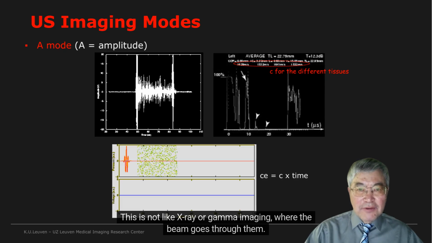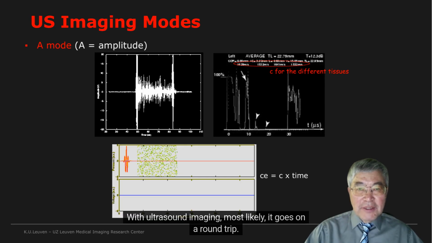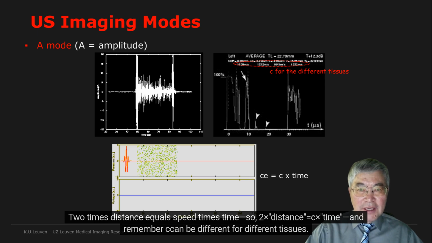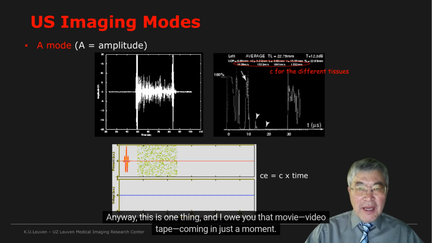This is not like X-ray or gamma imaging, where the beam goes through them. With ultrasound imaging, most likely it goes on a round trip. You send energy in and it comes back at different times. 2 times distance equals speed times time, so 2x distance, x time. And remember, c can be different for different tissues. Anyway, this is one thing, and I owe you that movie videotape coming in just a moment.